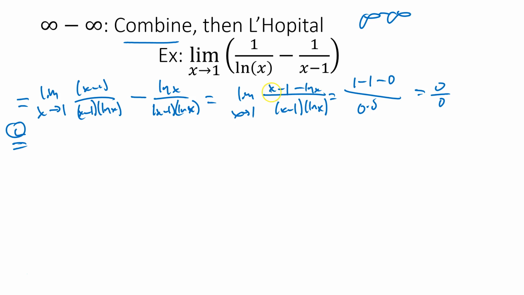Derivative of the top. Derivative of x is 1. Derivative of negative 1 is 0. Derivative of ln x is 1 over x. So we have 1 minus 1 over x. We have our limit out front. X is approaching 1. On the bottom, we'll have to use product rule.